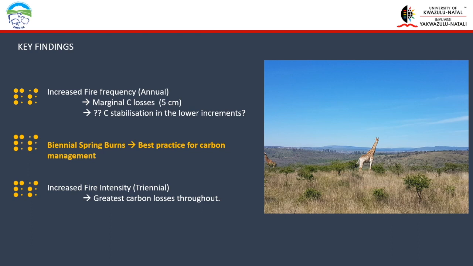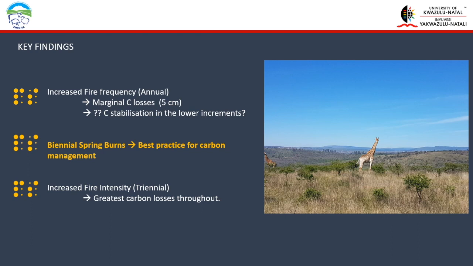Secondly, biennial spring burns demonstrated the best practice for carbon management, where the only significant increase in carbon was observed. These treatments also demonstrated greatest carbon stocks and the greatest significant sequestration rates.